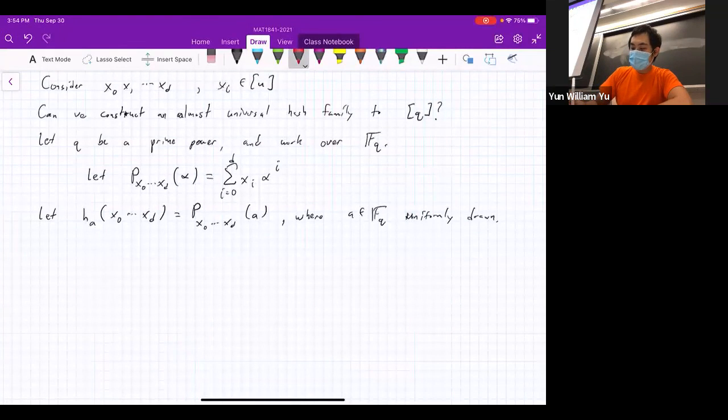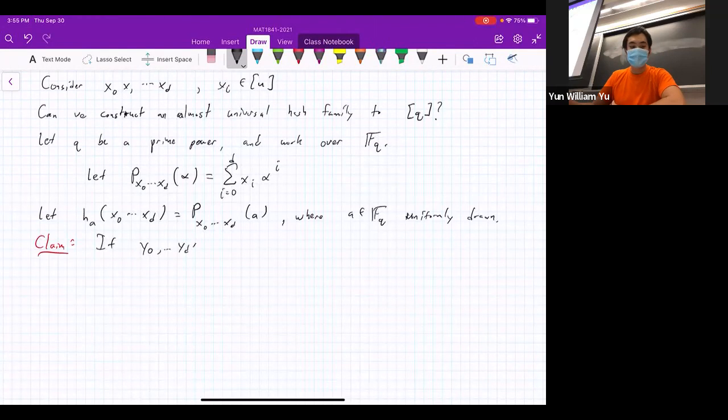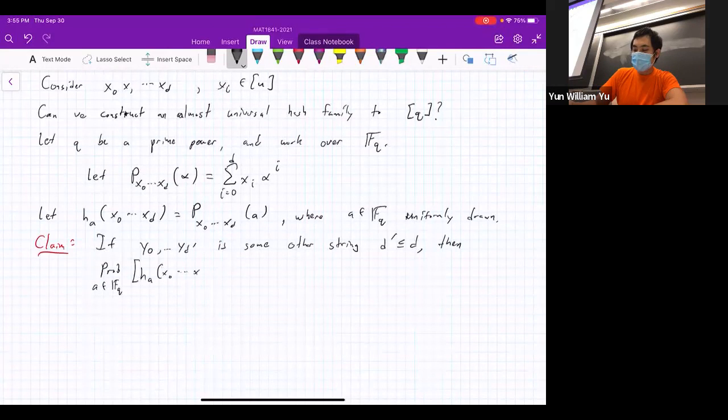So what happens when we do this? Well, our claim here is that if y0 through yd', since these don't have to be the same length, is some other string, with d' less than or equal to d, and if it's the other way around, you just flip everything, so it's the same argument, then the probability over a in FQ that there's a hash collision, that ha of x0 through xd equals ha of y0 through yd', is less than or equal to d over Q.